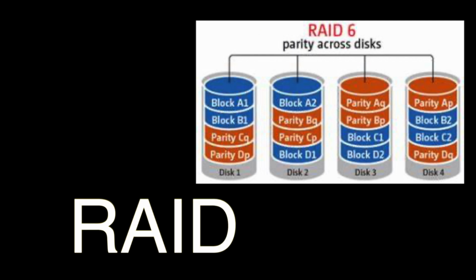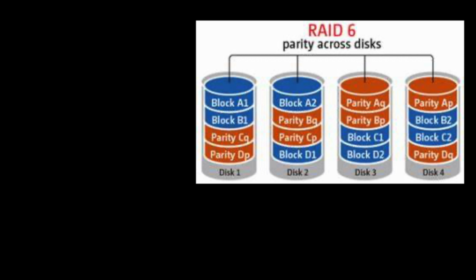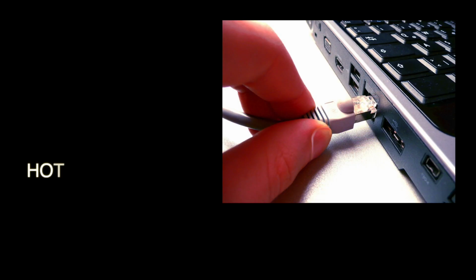RAID, also known as Redundant Array of Independent Disks, is a way of storing the same data in different places on multiple hard disks or solid-state drives, also known as SSDs, to protect data in case of a drive failure. A hot swap describes the act of removing components from or plugging them into a computer system while the power remains switched on.